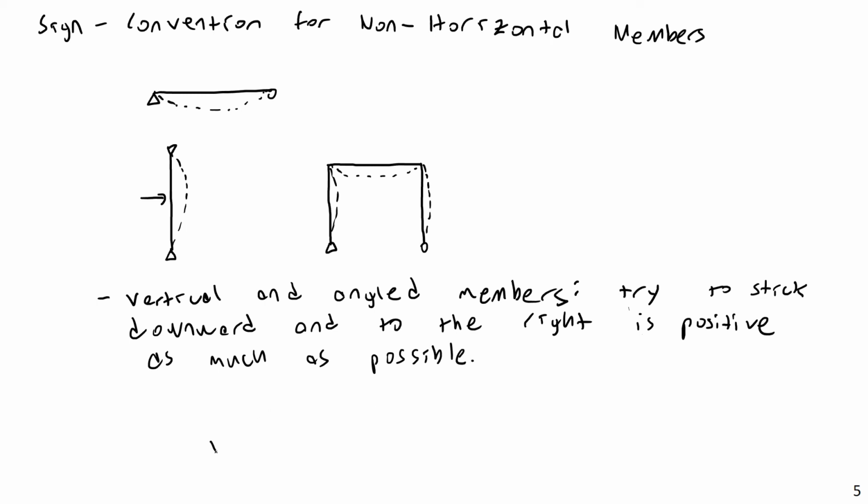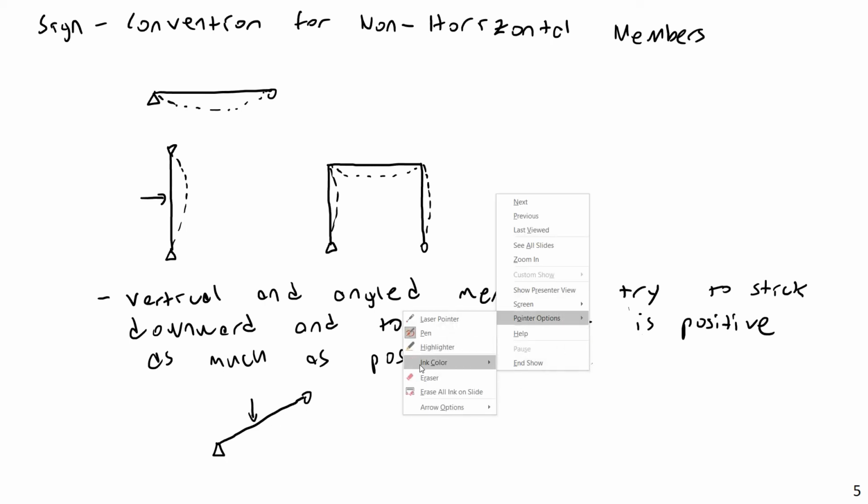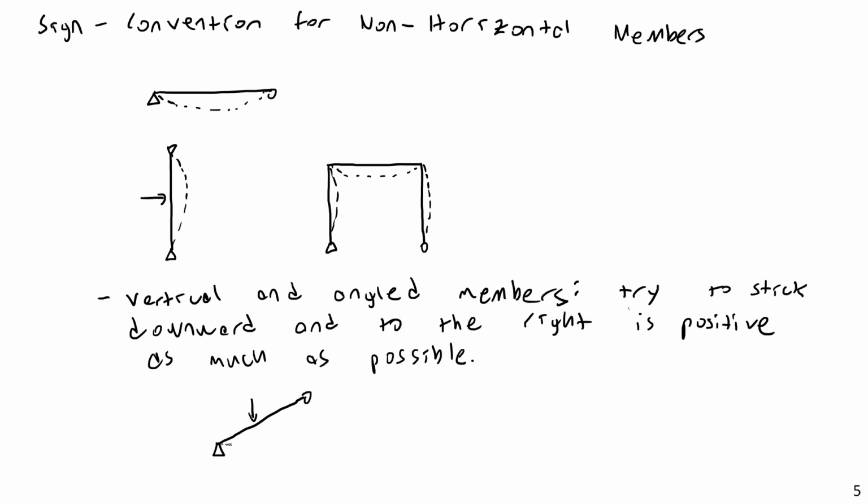So for example, one case where it's relatively easy to stick to that is an angled member. If you have a member like this and you apply a load to it, because a substantial portion of it is horizontal, it'd be very easy just to stick to down this direction here being positive bending, relatively easy to stay with.